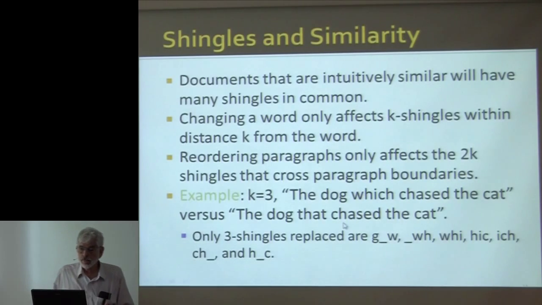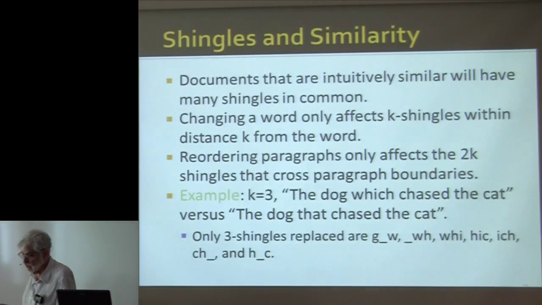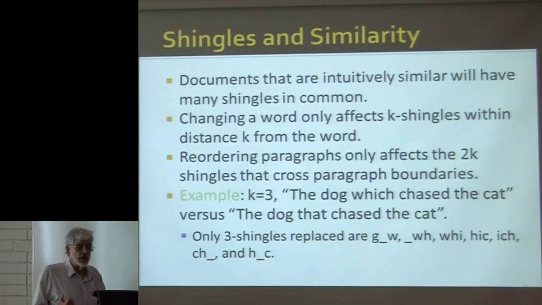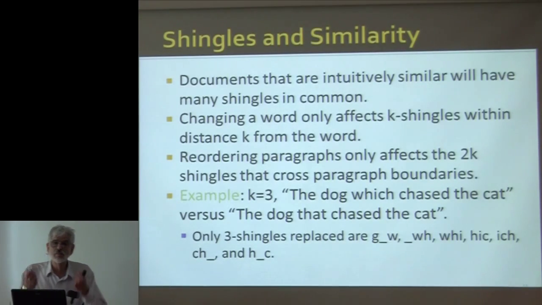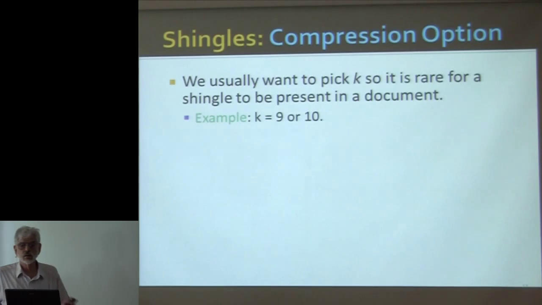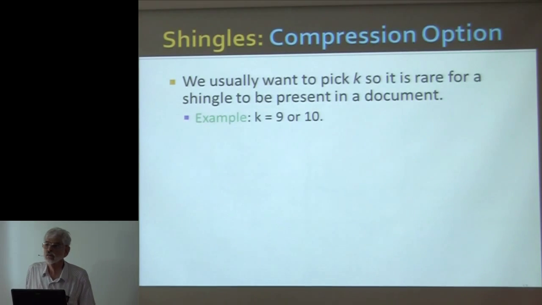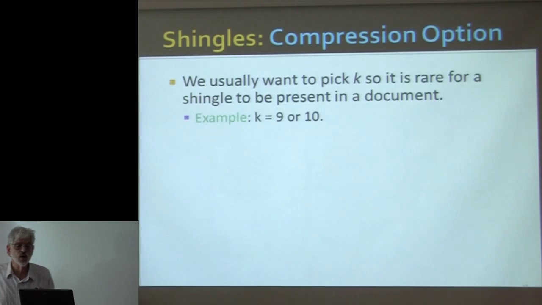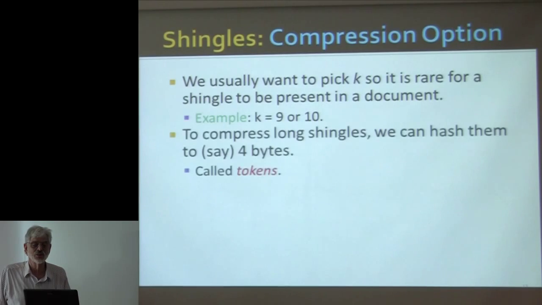So the difference in those sets is bigger, about twice as big as the change that I made to the text, but it's no worse than that. So you still will have lots of shingles in common, like capital THE, HE blank, and so on, that appear in both. So these will still have similar sets. As I said, you want to pick K to make sure that it's rare for a particular shingle to be present in a particular document.